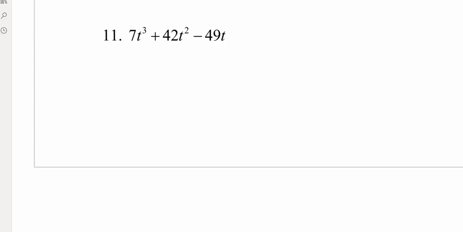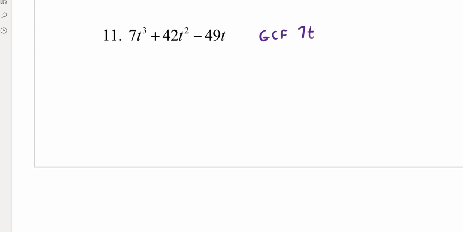So here's number 11. Take a look at that. You're probably thinking, wait a minute, that's not a quadratic. That has a cube. That's t cubed. We haven't done t cubed. Okay, but what have I been trying to train you to do every single time with every single factoring problem? Yep, look for a GCF. You're absolutely right. Did you notice that all 3 terms here have a GCF of 7t?